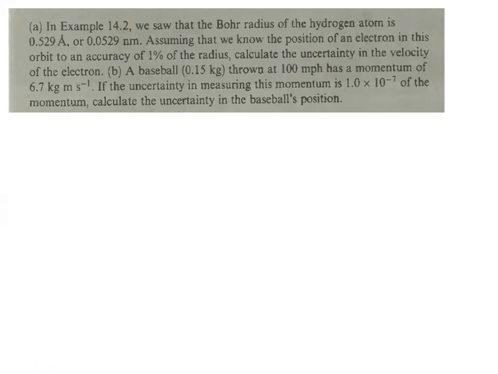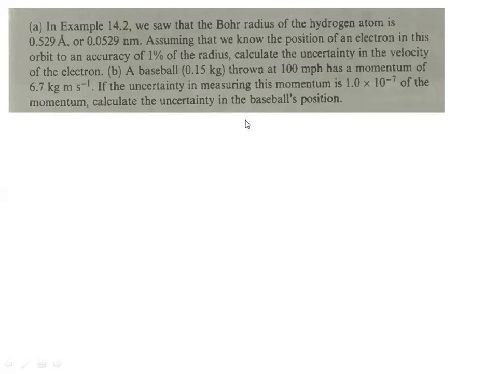This is the way to calculate, but the most important thing is here: know what is the uncertainty in the velocity of this electron. Another object is a baseball with this weight, 0.15 kilogram or 150 gram, and it is thrown at this speed, and the momentum of this one is 6.7 kilogram meter per second.